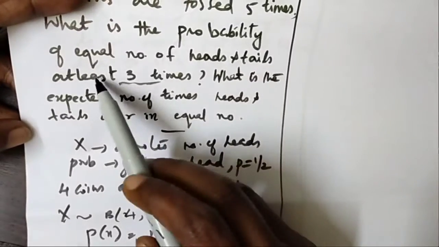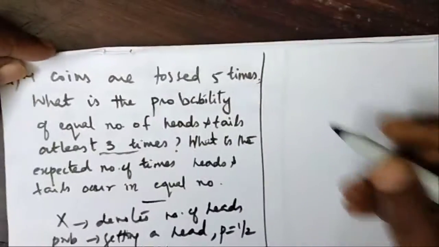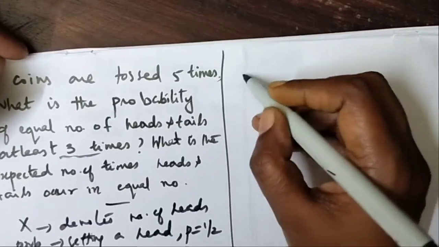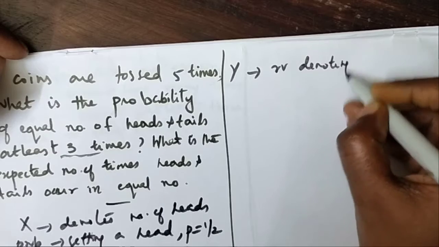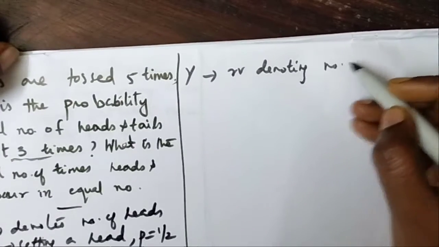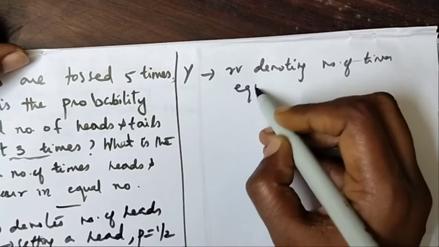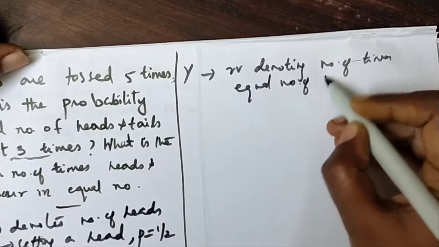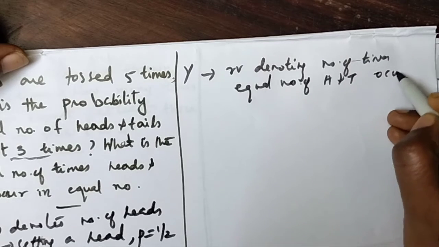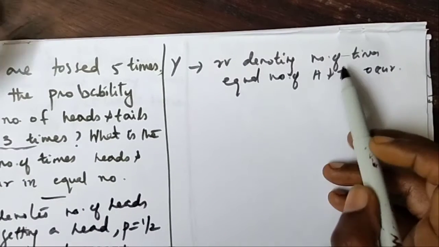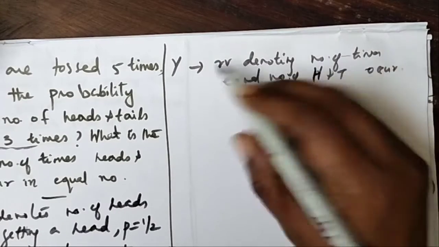Again, the question is equal number of heads and tails at least 3 times. So we have to define a new random variable. So let Y be the random variable denoting the number of times equal number of heads and tails occur. Okay, so how many times do equal numbers of heads and tails occur? Let it be the new random variable Y.